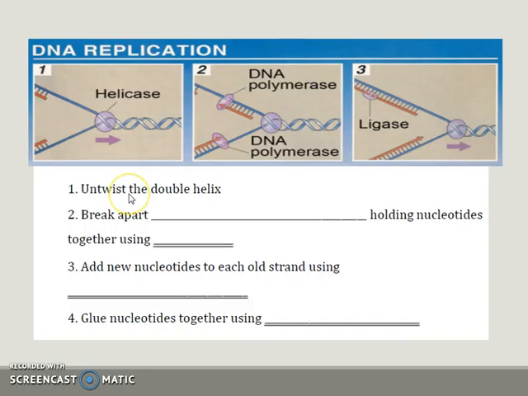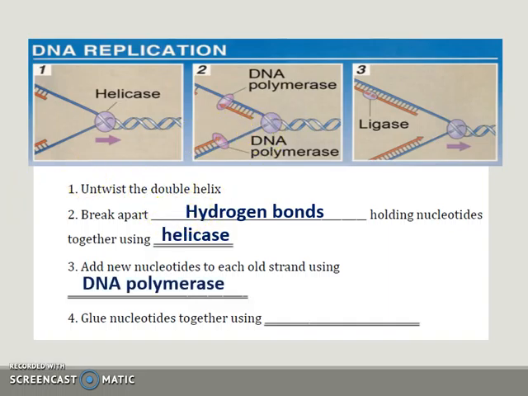So first, the double helix needs to be untwisted. And 2, we need to break it apart. We're going to need to break up the hydrogen bonds that hold the 2 sides together. And we're going to do that using helicase. So if you look at the picture with the number 1, you see this helicase, and we know it's an enzyme because it ends in ase, breaking up the bonds that was holding the double strand together.